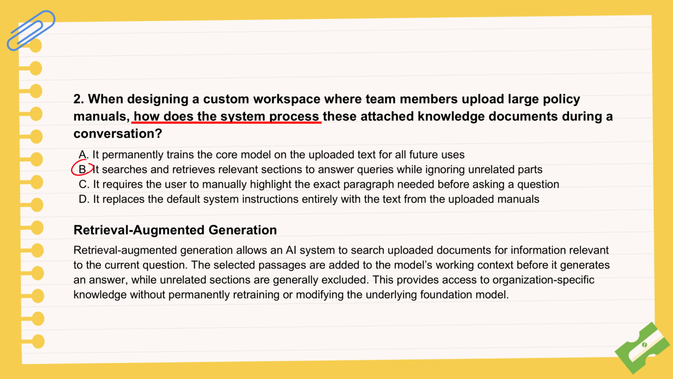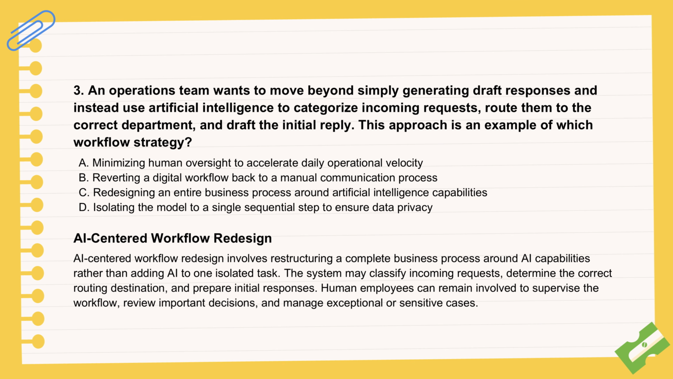Now, if the AI is fetching data locally like that, how do entire corporate departments utilize this at scale? Because it's not just one person asking a question anymore, it's thousands of operations running simultaneously. So, question 3. An operations team wants to move beyond simply generating draft responses and instead use artificial intelligence to categorize incoming requests, route them to the correct department, and draft the initial reply. This approach is an example of which workflow strategy?